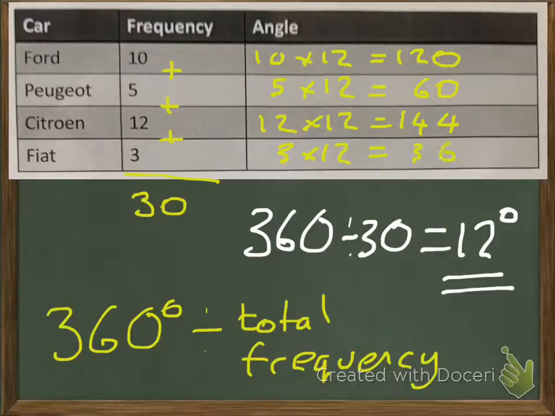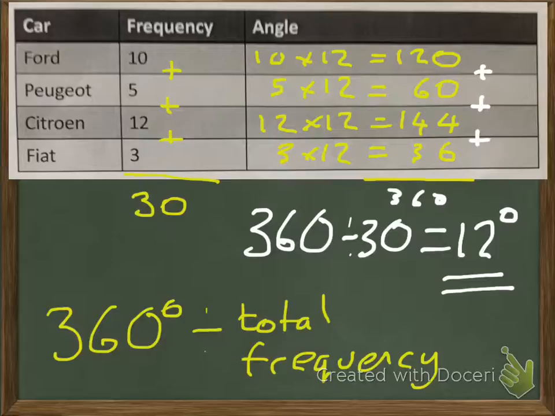And you can check if you've done your sums correctly, because if you add up the answers to your calculations, it should come to 360 in the end. So 120 plus 60 plus 144 plus 36 does come to 360. So we're probably correct. So that's how you calculate the angles on a pie chart, and it's always the same.